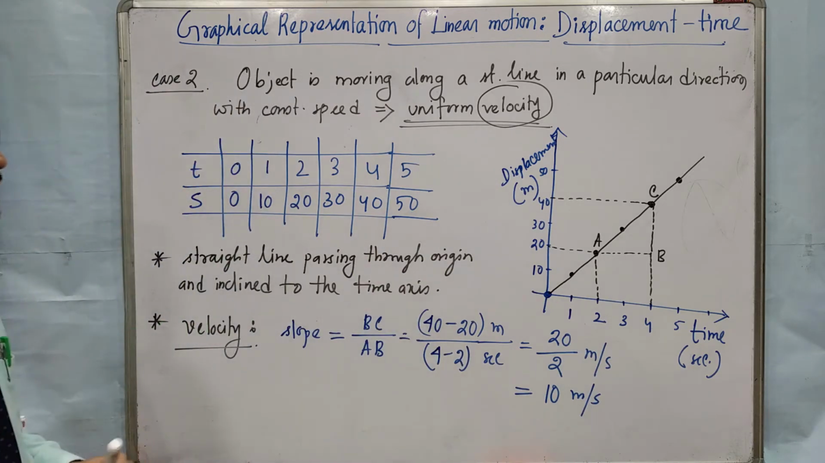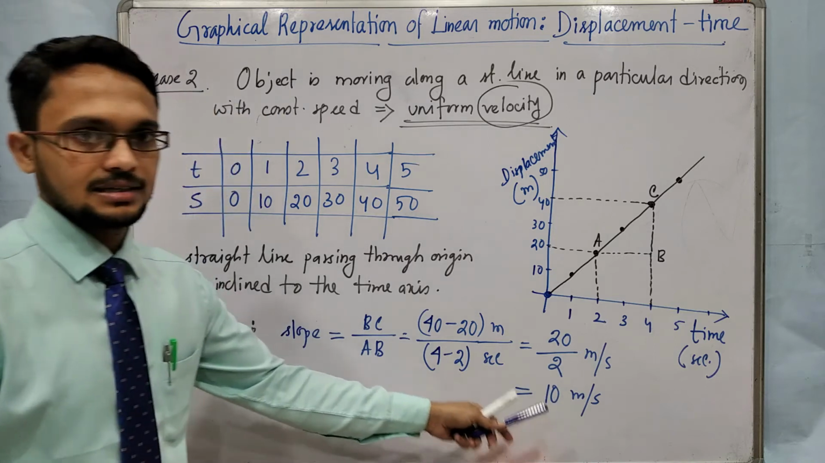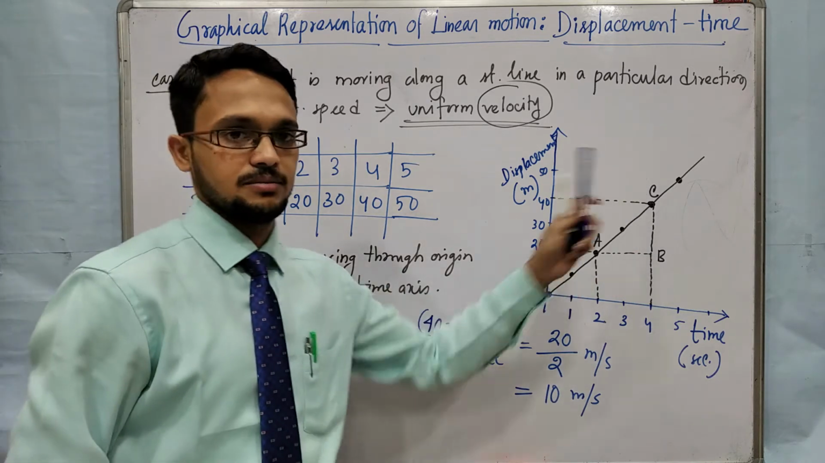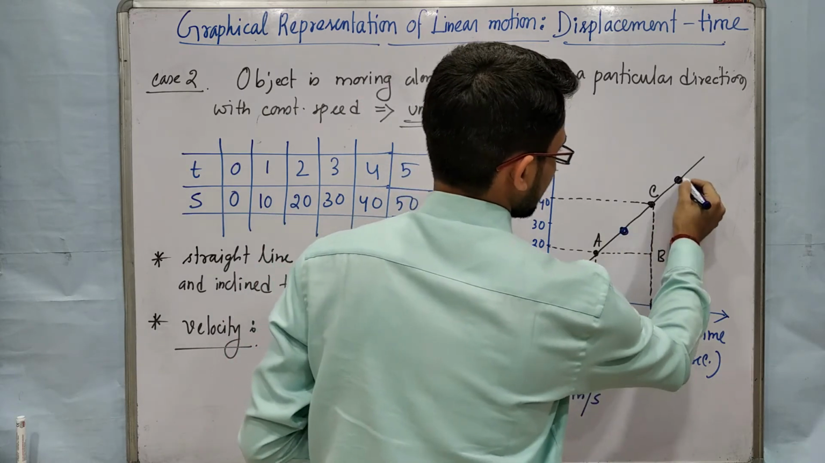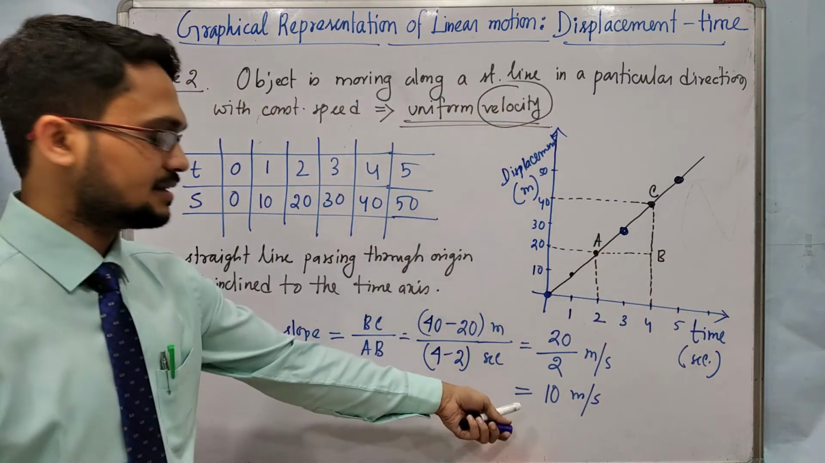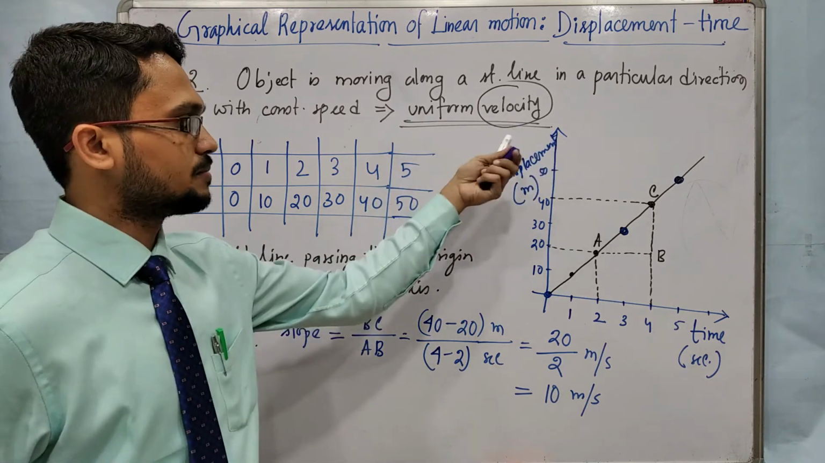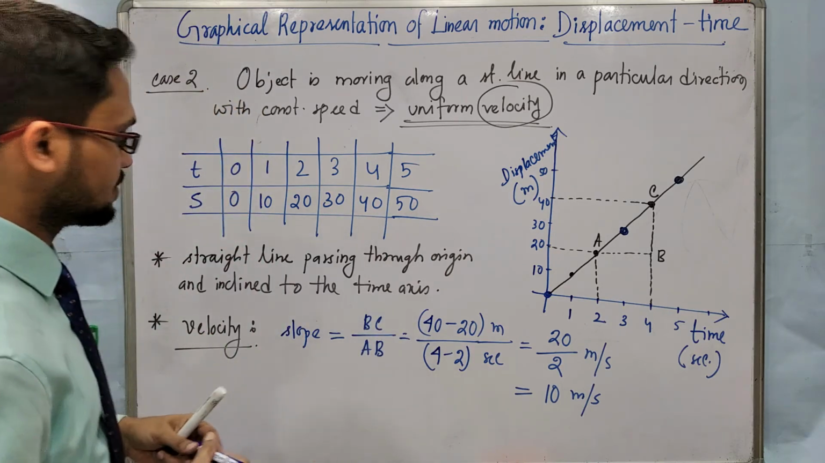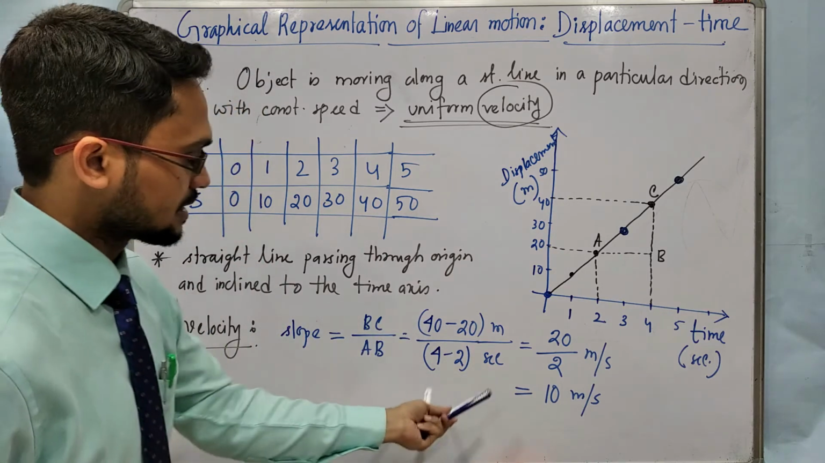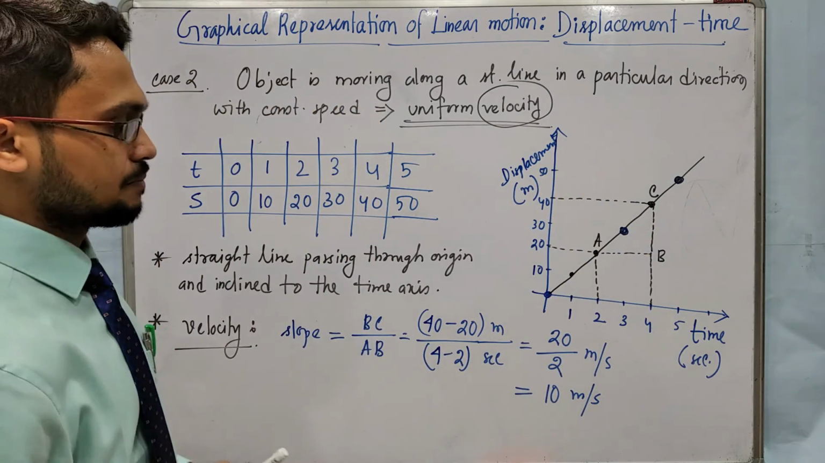So from this graph, if we know all these things, then we can tell this is its velocity. We can calculate the velocity from the graph. If you take these 2 points, these and these, you will get the same value. You will get 10 meter per second because it is uniform velocity. Uniform velocity means its velocity will be the same at any time. So this is the calculation of velocity from this displacement time graph.